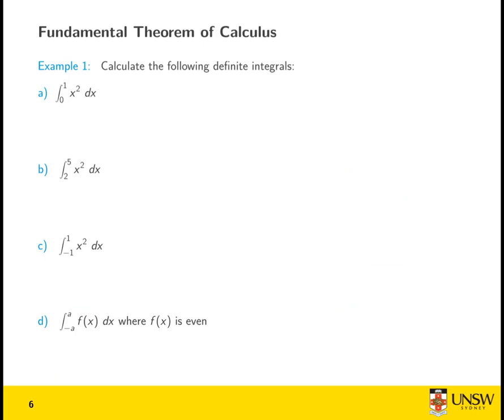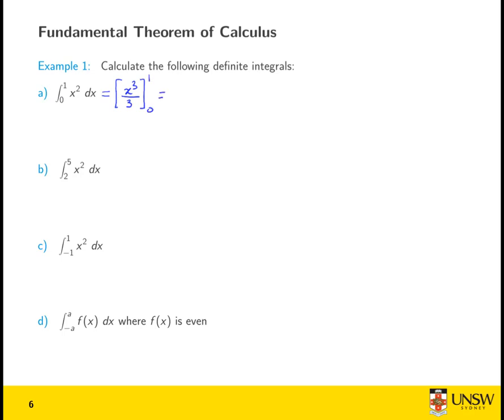Let's now look at examples. Let's do the first one. The method says find an antiderivative for the function inside, so for x squared, and that would be x cubed on 3. That's one possible antiderivative. And as we said, we keep track of the endpoints 0 and 1.